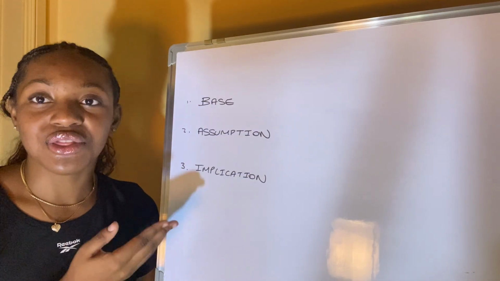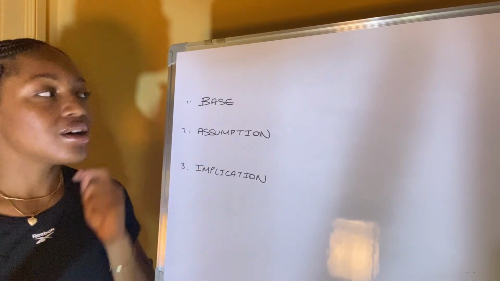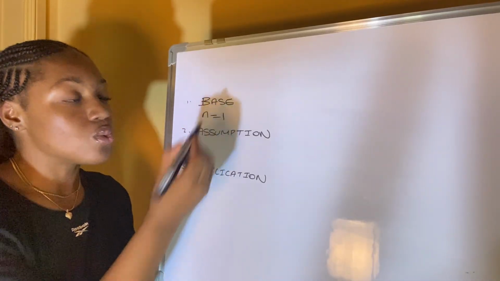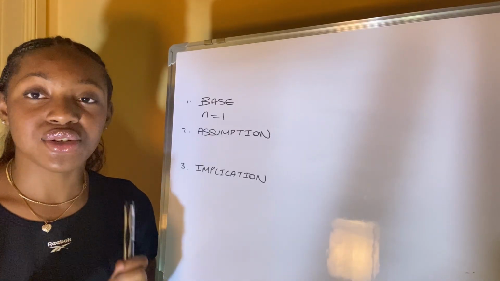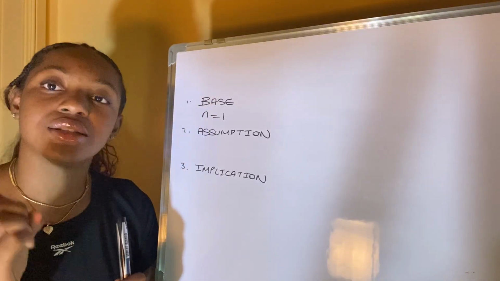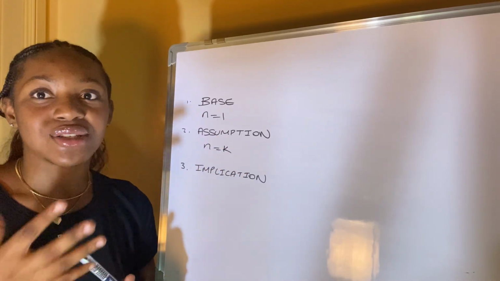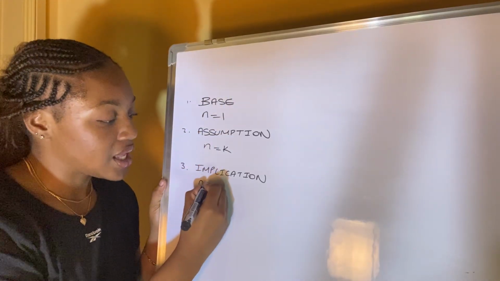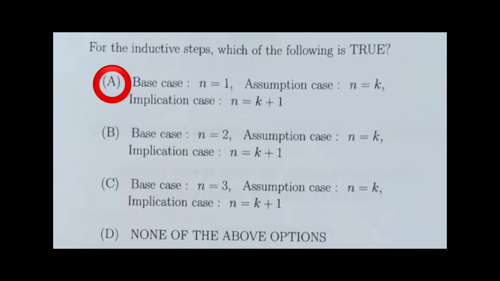So these are our 3 steps: base case, assumption case, implication case. Our base case is simply us showing that the statement is true for the first case, and this is usually n is equal to 1. Our assumption case is where we're assuming that the statement is true where n is equal to k, and k is some large number. And our implication case is simply us using our assumption to show that the statement is true for n is equal to k plus 1. Therefore, based on this, the answer to our question is simply option A.